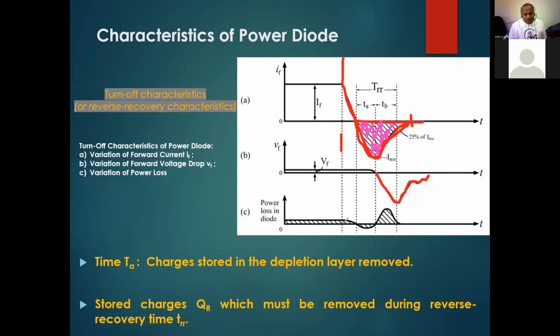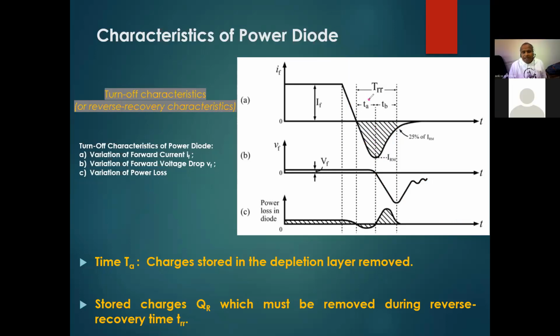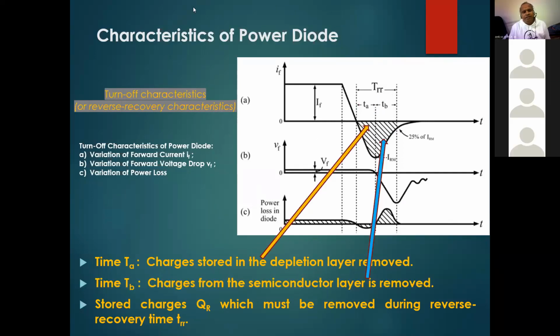So this is the power loss, because VF into IF is the power. If you multiply this, you will get the power. TA is the time required to neutralize the charge in the depletion region, and the time required to neutralize the bulk semiconductor material is TB. Anyway, this is the charge in this depletion region.